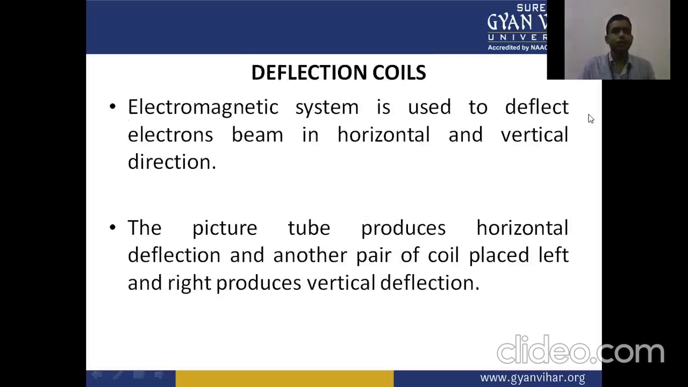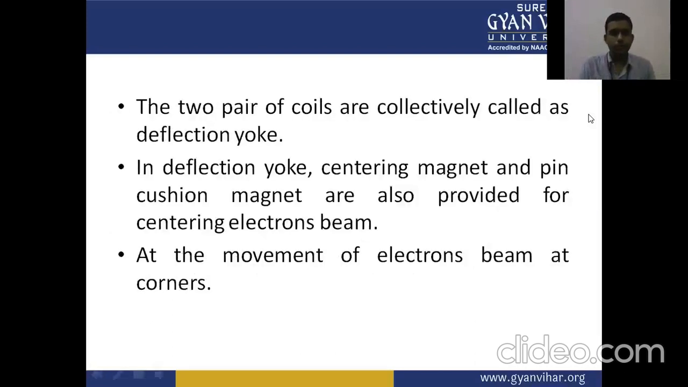Deflection coils. An electromagnetic system is used to deflect the electron beam in the horizontal and vertical directions. So the deflection coils are available here to deflect the electron beam in the horizontal and vertical directions. One pair of coils placed at the top and bottom of the picture tube produces the horizontal deflection, and another pair of coils placed left and right produces the vertical deflection. The two pairs of coils are collectively called the deflection yoke.